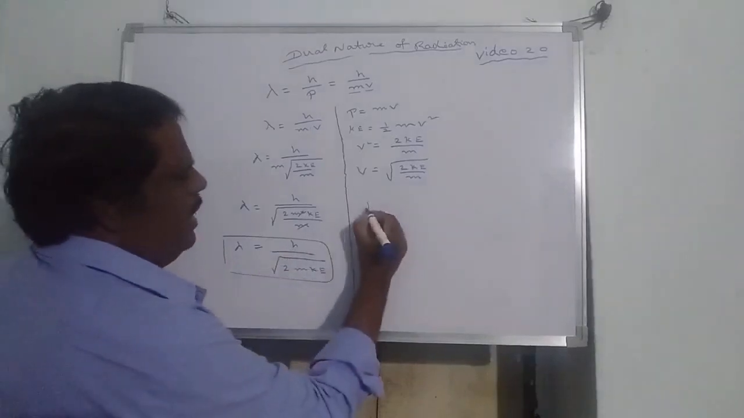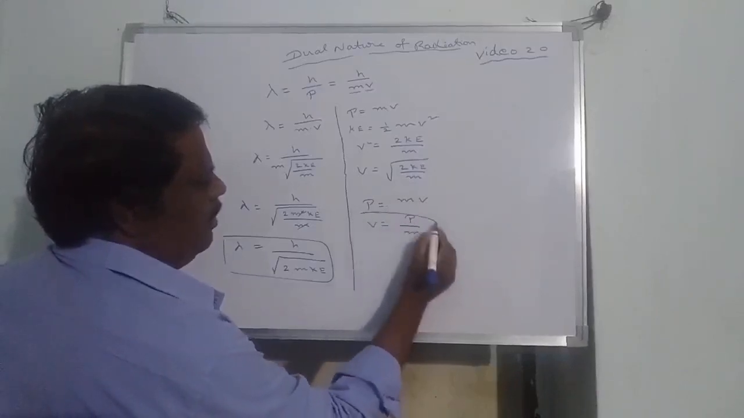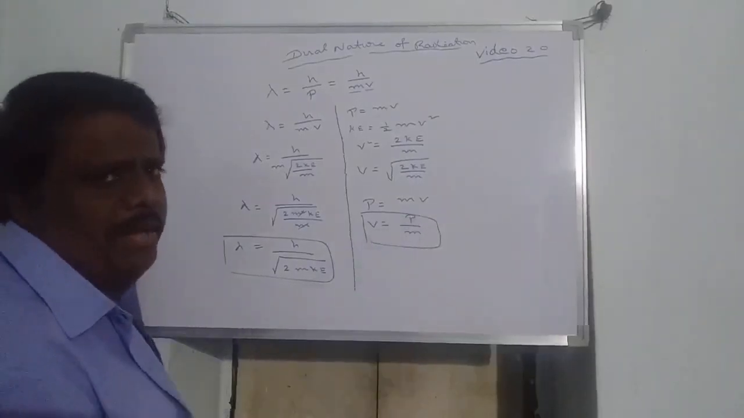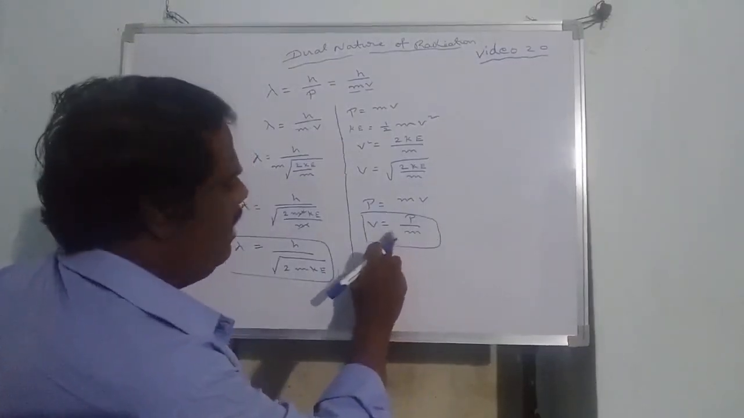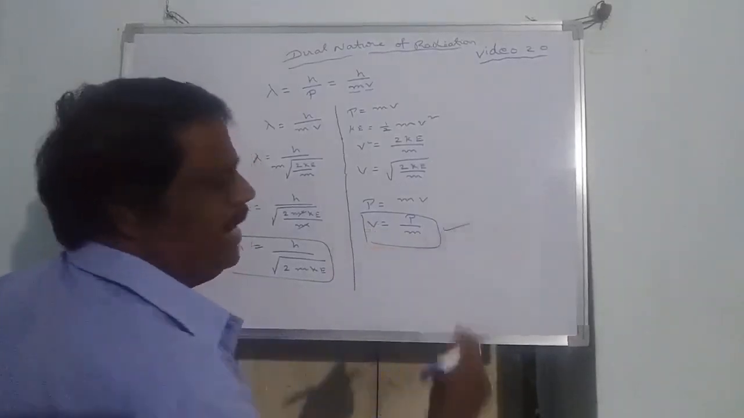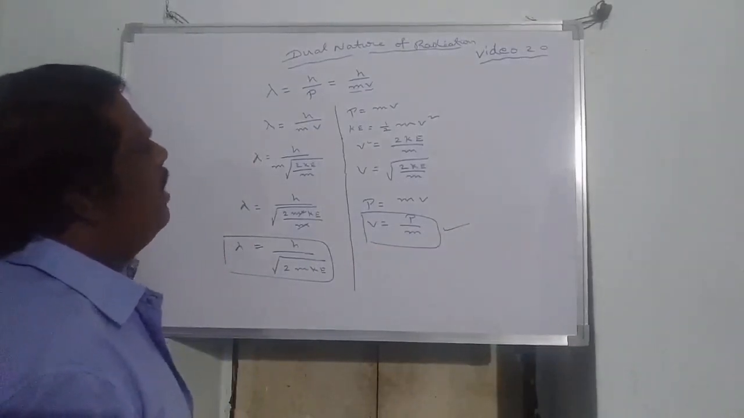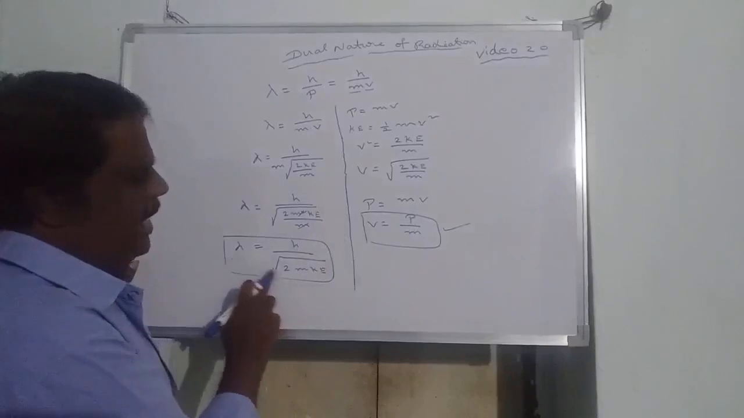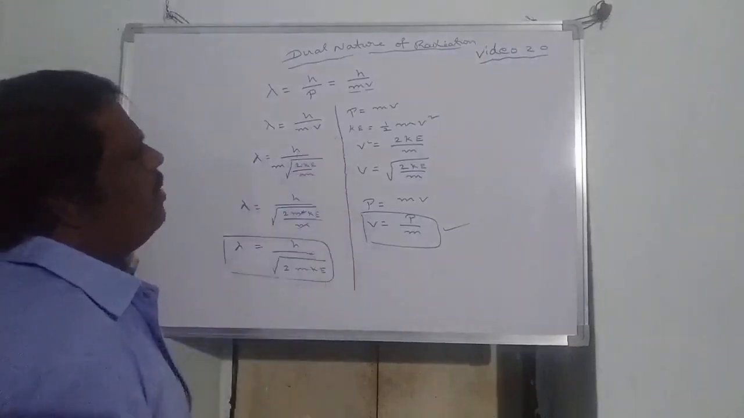In a similar way, p is equal to mv, or v is equal to p by m. This formula is to find the speed of the particle when they are given the linear momentum p and mass of the particle. This is for speed. Okay, these are the important formulas to find either wavelength or speed, or wavelength in terms of mass and kinetic energy.